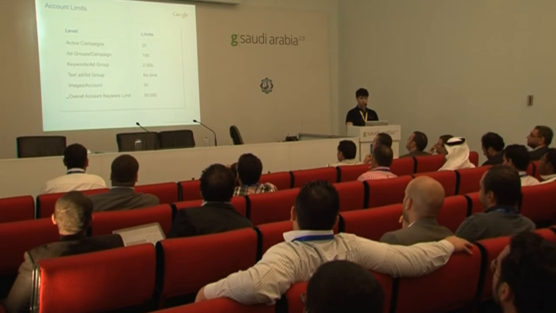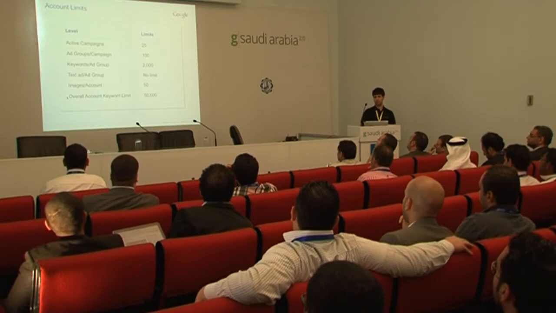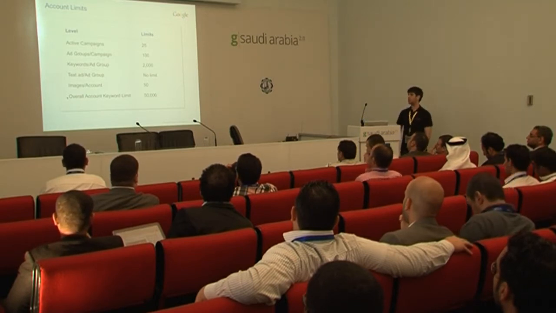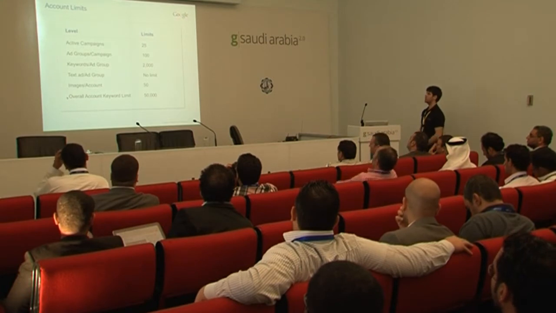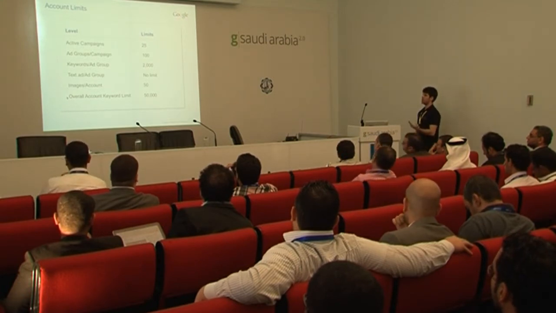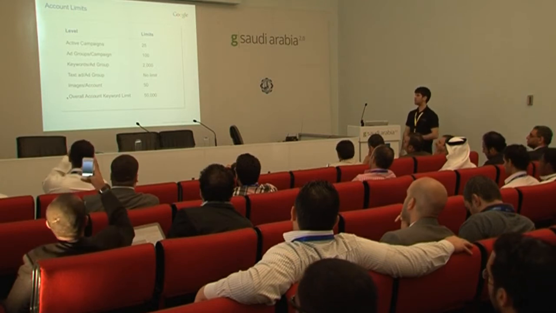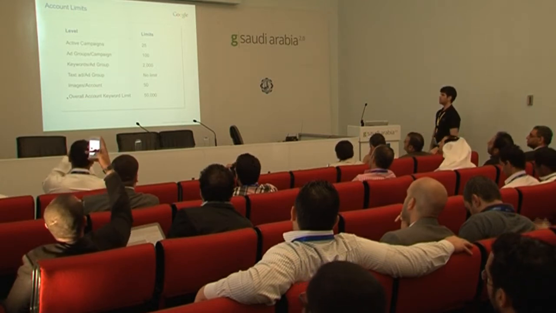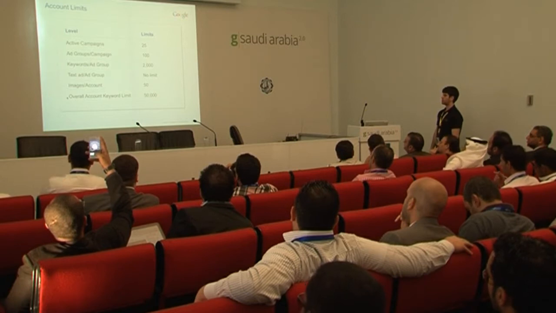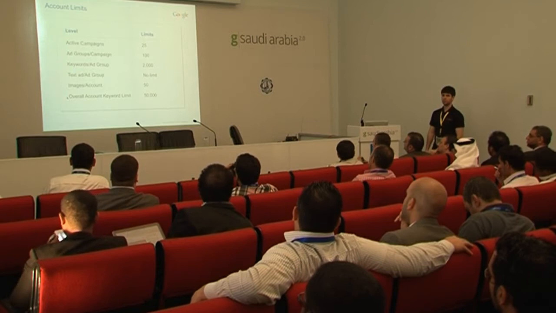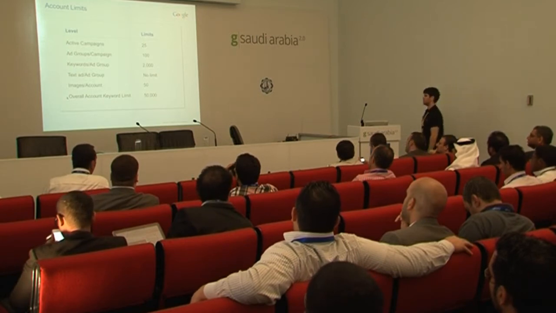Okay, so this is going back to how many campaigns and just limits, like you were saying. Per account you can have 25 campaigns. Per campaign you can have 100 ad groups. Per ad group you can have 2,000 keywords. And then there's no limit per text ad per ad group. Images per account is 50, and the overall account keyword limit is 50,000. There's a lot of keywords.